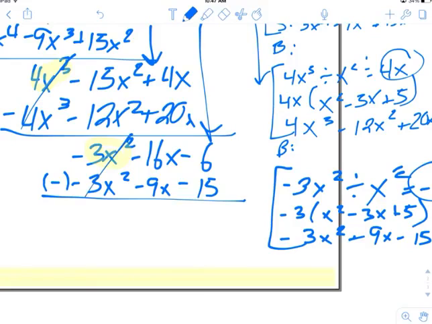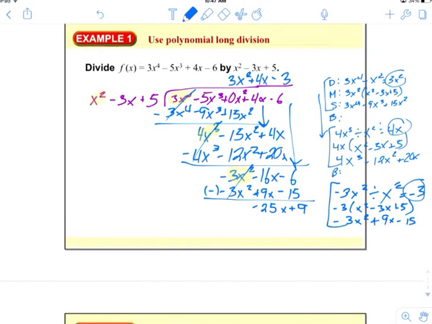So my first terms cancel out. Negative 16 plus 9 is negative 5x. Whoops, I'm sorry, that should be a positive 9, so that makes it negative 25x. Negative 6 plus 15 is positive 9. And I have no more terms to bring down.